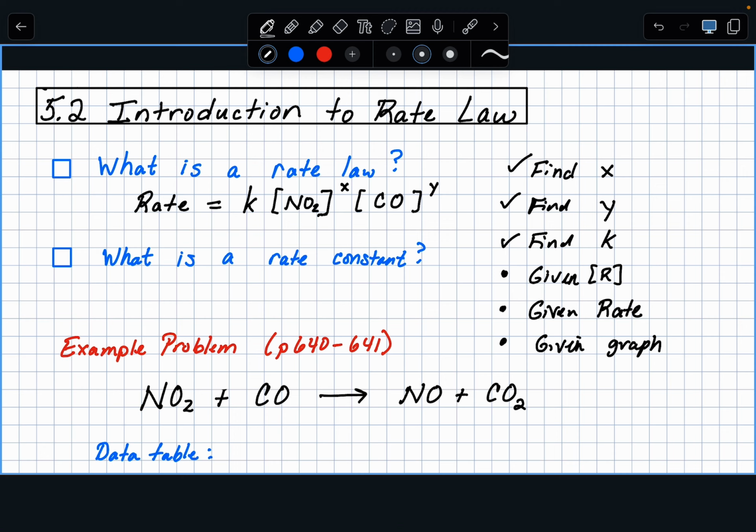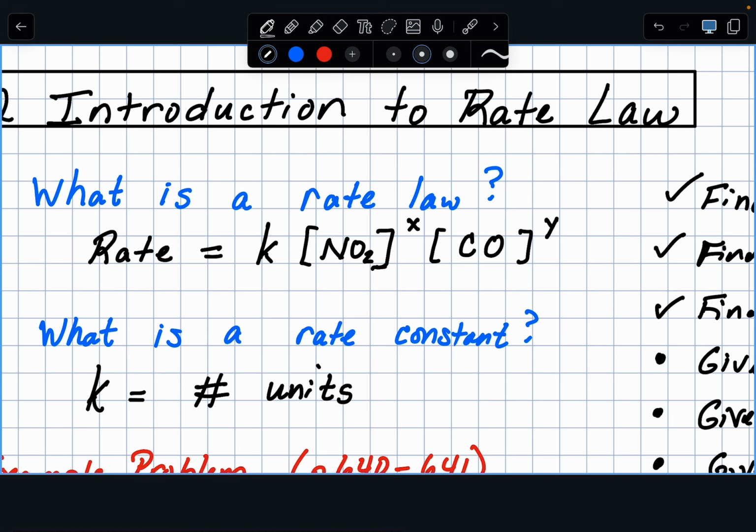And then last but not least, what is the rate constant? It's this lowercase k, and it's some numerical value, and then this is tricky, some units, but they do not stay constant for the reaction. So what I tell students is the rate constant is the least constant in chemistry, meaning not only will the value change, the units of it are not the same, and it's going to be different.